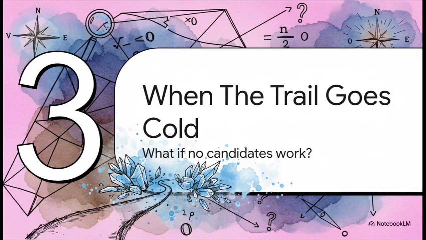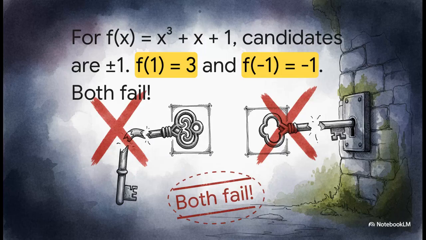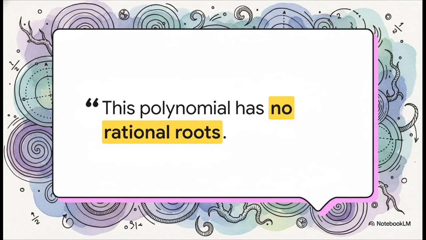But what happens if you test every single candidate on your list and none of them work? Does that mean you messed up somewhere? Well, not necessarily. Let's take a look at what it means when the trail goes cold. Check out this polynomial. Our p and q values both come from the factors of 1, so our only possible rational roots are just positive or -1. But when we test them, f of 1 is 3 and f of -1 is -1. They both fail. So what does this mean?